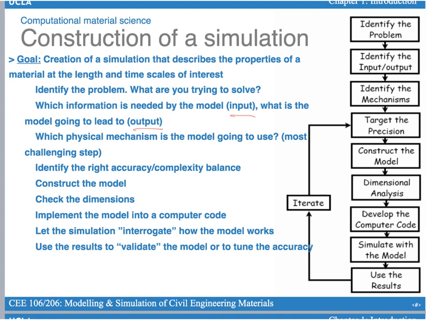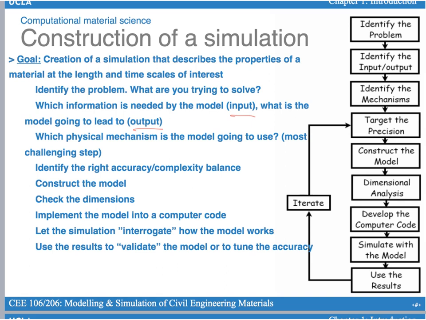Once you have chosen the theoretical framework that you are willing to use and the level of accuracy that you want, then you can construct your model. You can implement your model and implement the assumptions that you are willing to make. The first step after that is always a good idea to check the dimensions, to make a dimensional analysis to make sure that the dimensions of the inputs are consistent with what is going to be the dimension ultimately of the output of the simulation.